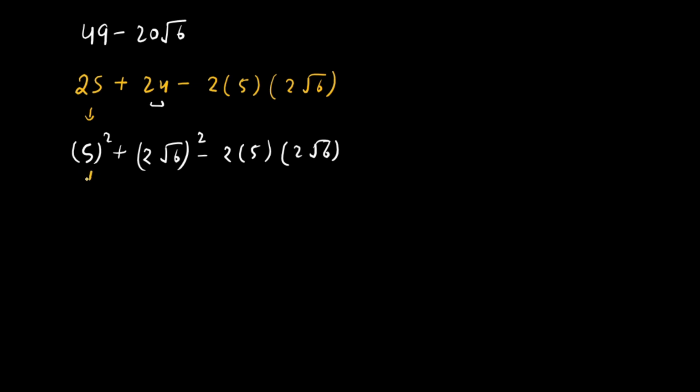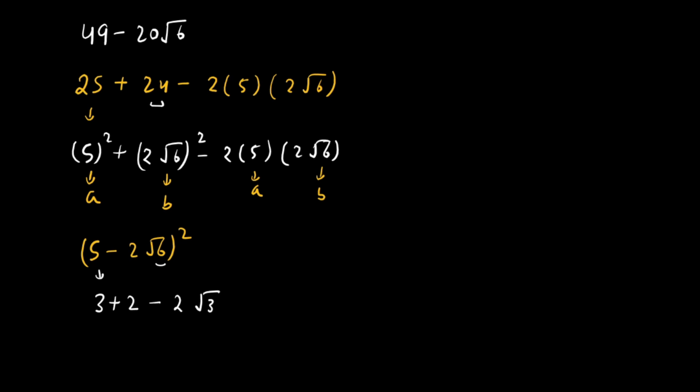If we substitute here 5 as A and 2 times square root of 6 as B, then here we can say A square plus B square minus 2AB. This is A minus B whole square, where the value of A is 5 and the value of B is 2 times square root of 6 bracket power 2. Now this 5 is the same as 3 plus 2, minus 2 times this square root of 6, which is the same as square root of 3 times 2 bracket whole power 2.